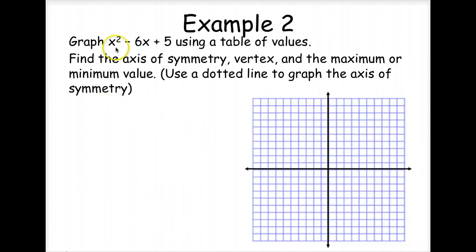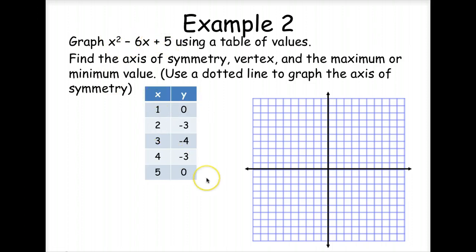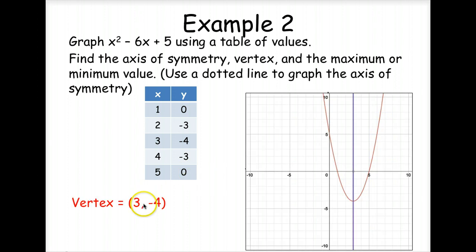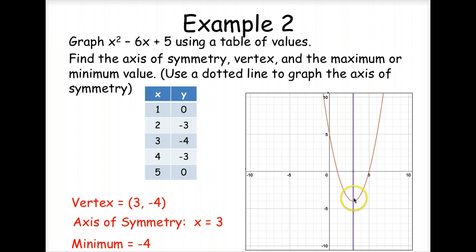Looking at another example, for y = x² - 6x + 5, they've given us a table of values for us to plot. Notice the vertex is at (3, -4). Okay. Our axis of symmetry is where x is equal to 3. If we're looking at our points, see where we have (2, -3). So you go over 2 more from this axis of symmetry, (4, -3). Our minimum is at -4.